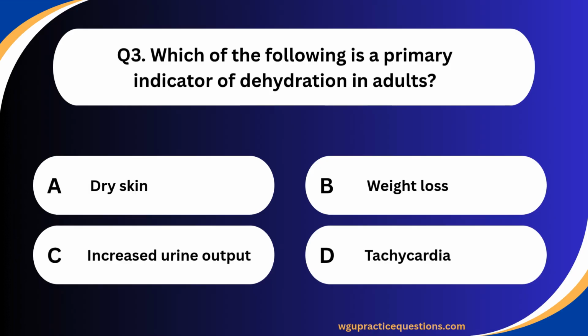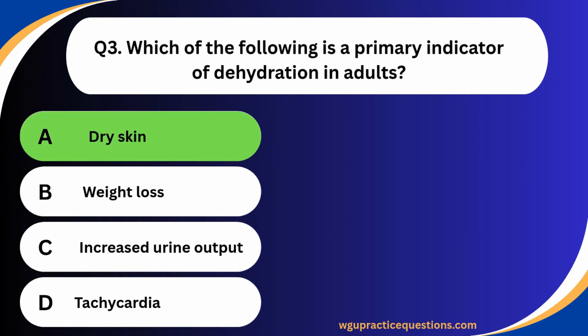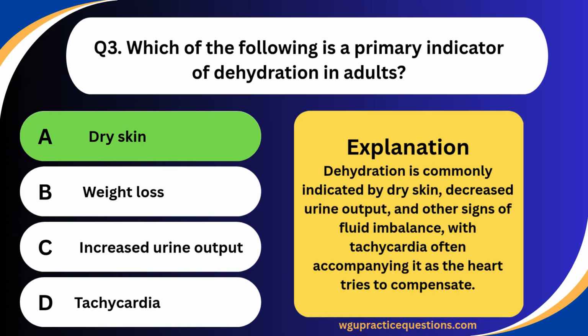Question 3. Which of the following is a primary indicator of dehydration in adults? A. Dry skin. B. Weight loss. C. Increased urine output. D. Tachycardia. Which one is the correct answer? The correct answer is A. Dry skin. Explanation. Dehydration is commonly indicated by dry skin, decreased urine output, and other signs of fluid imbalance, with tachycardia often accompanying it as the heart tries to compensate.